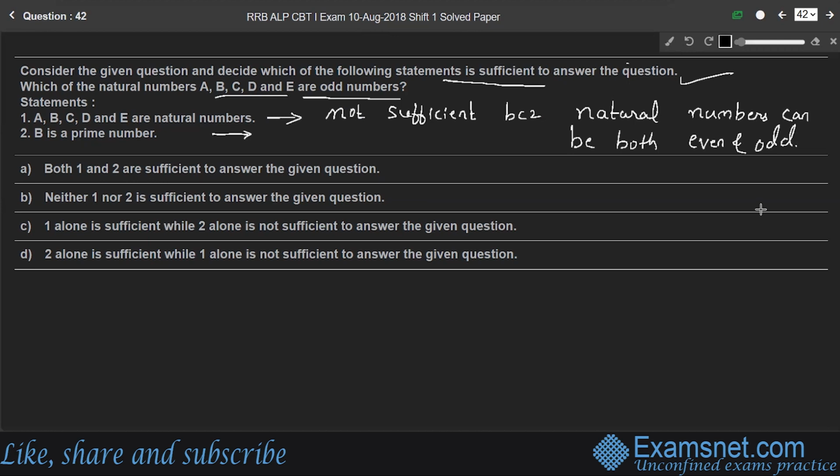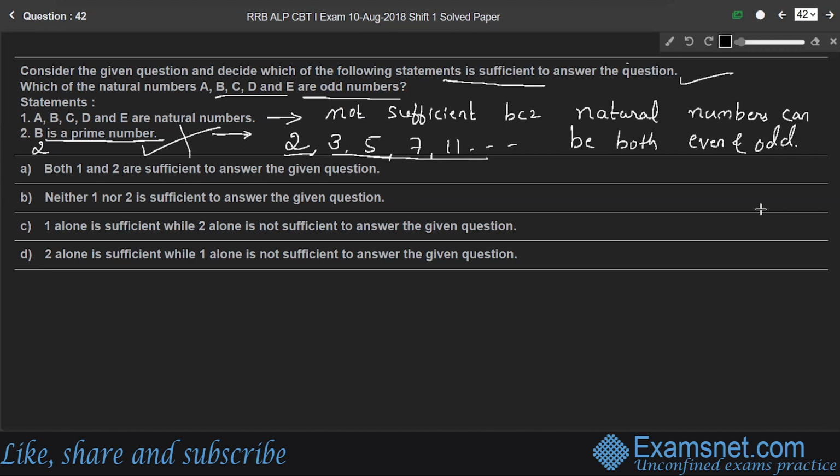Since the particular number is not given here, the second statement says B is a prime number. Here we know that even 2 is a prime number. Prime numbers are 2, then 3, next comes 5, 7, 11. Except 2, the remaining are odd numbers, right? So if B is equal to 2, of course it's a prime number, but B is not an odd number. So by considering it as a prime number, we cannot conclude B is an odd number.